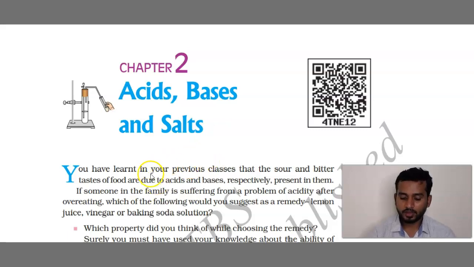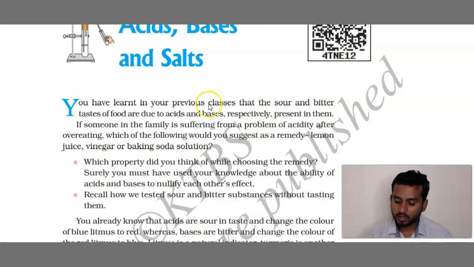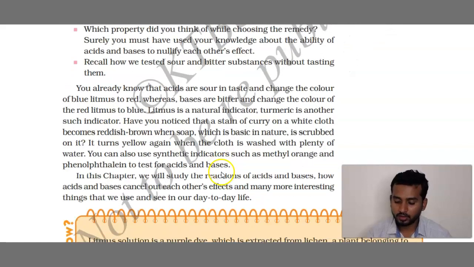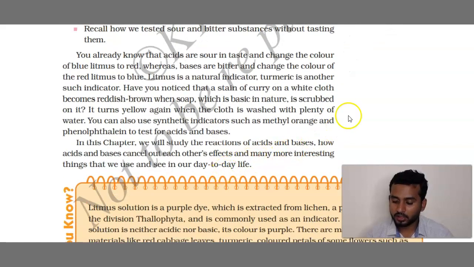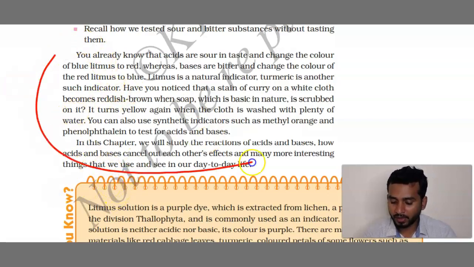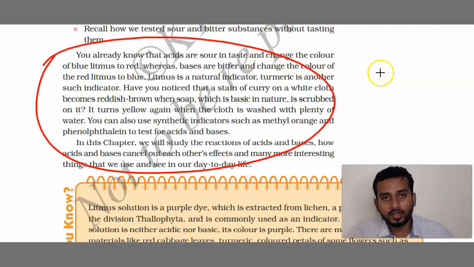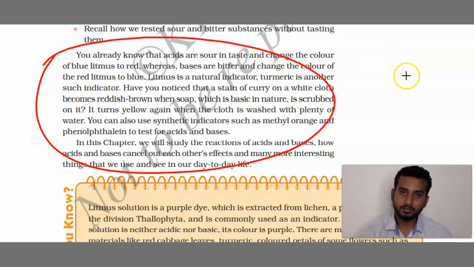Yes children, we can see here in Acids, Bases and Salts, in this first paragraph they have given something related to the basics of this chapter. After that, in this paragraph one thing is important which you want to understand. To detect whether it is an acid or base, we use indicators, known as acid-base indicators.